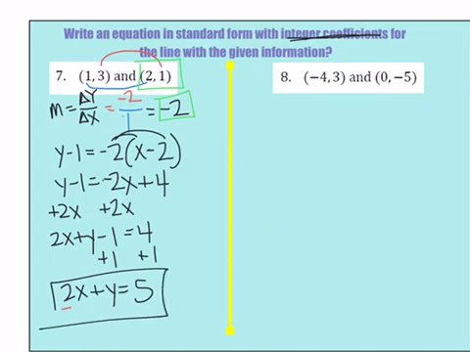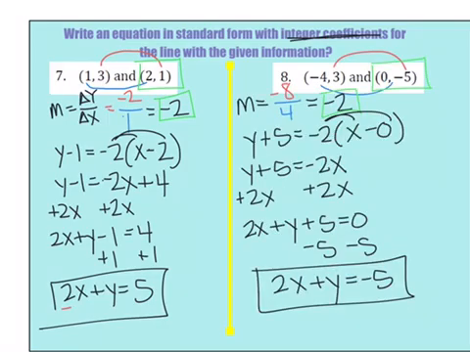Again, try number 8, pause the video, and then come back and check your answer. I got 2x plus y equals negative 5. If you didn't get that, please pause your video again, come talk with me, or talk to a peer.